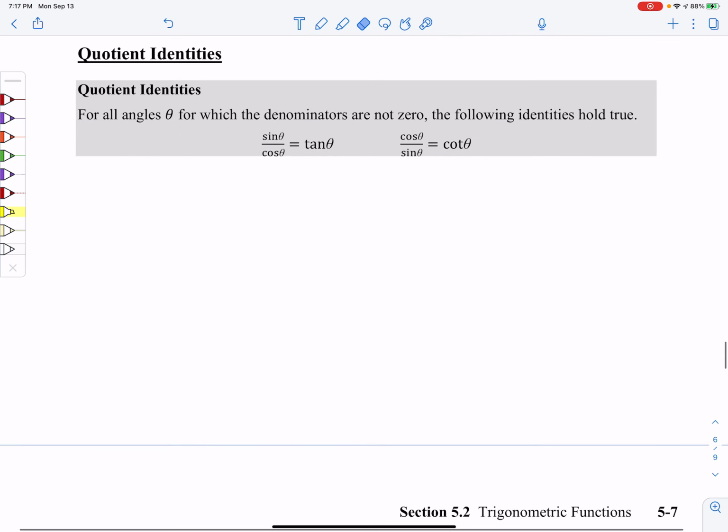We've got some more identities, the quotient identities. I love these. We will use these lots and lots and lots. So the tangent of theta is the same thing as sine over cosine. It's not so surprising that cotangent is going to be the reciprocal. It's cosine over sine.